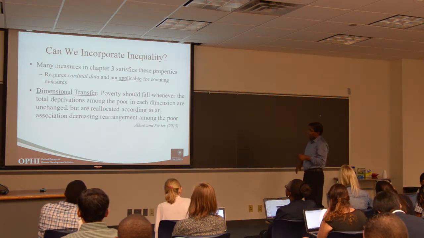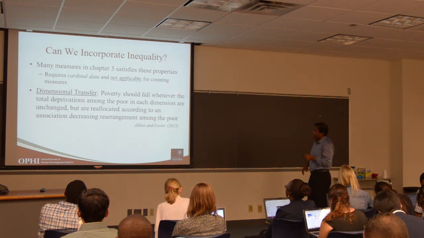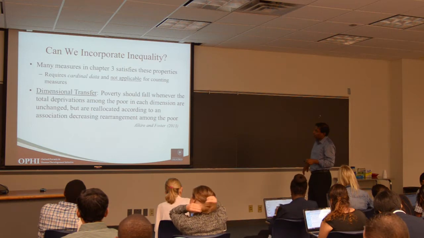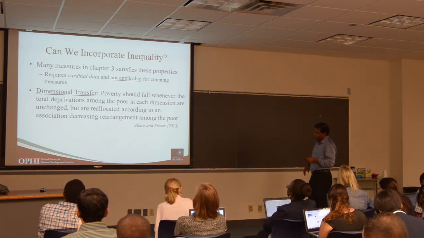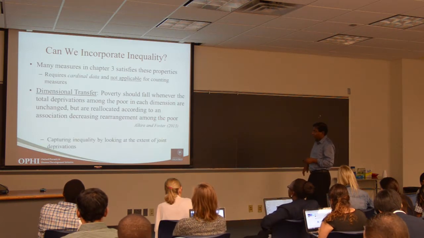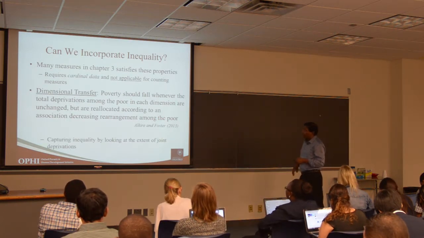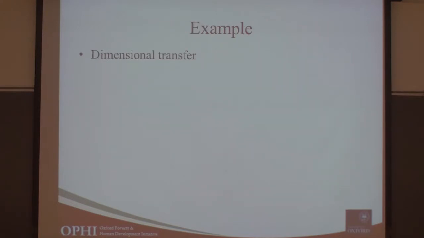Then, what they claim is that poverty should fall whenever total deprivations among the poor in each dimension are unchanged, but are allocated according to an association decreasing rearrangement among the poor. For example, it captures the inequality in the joint distribution of deprivations. So this is what dimensional transfer does.